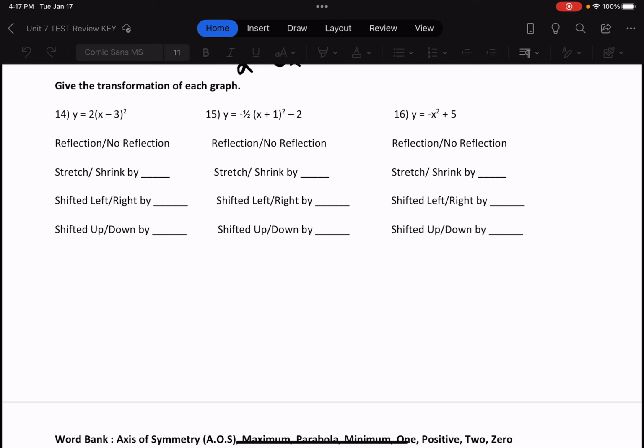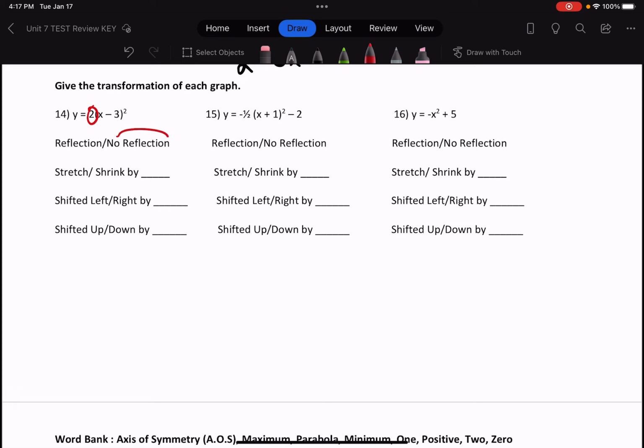So number 14 says y equals 2 multiplied by (x minus 3) squared. So the first thing we need to look for is our a value. So we have an a value of 2. This is positive, so there is no reflection. And it's going to be a stretch because that 2 value is bigger than 1. It's going to be a stretch by 2.